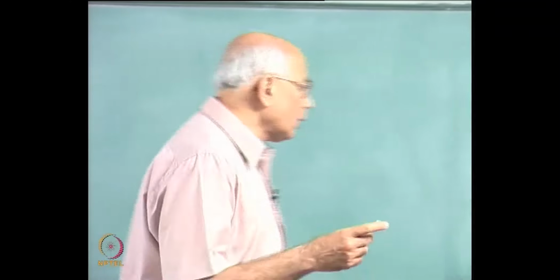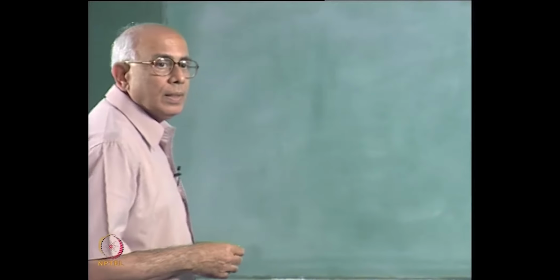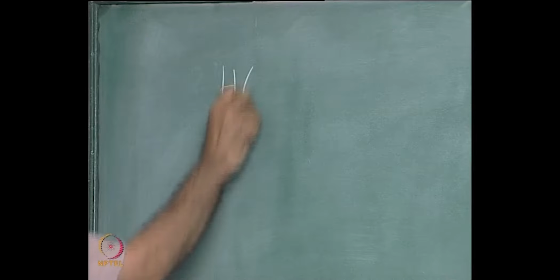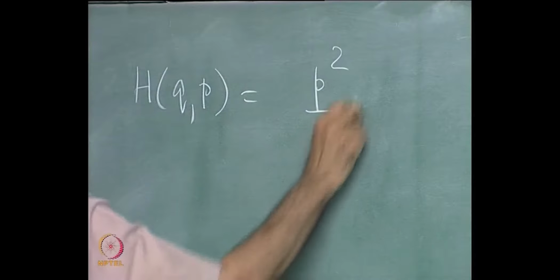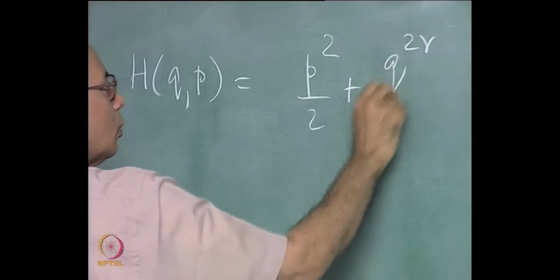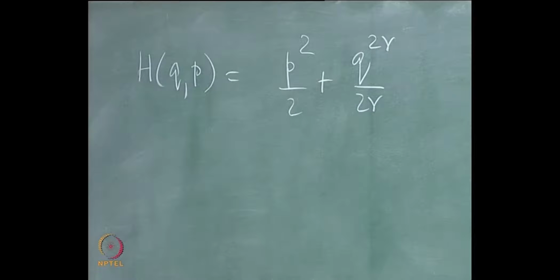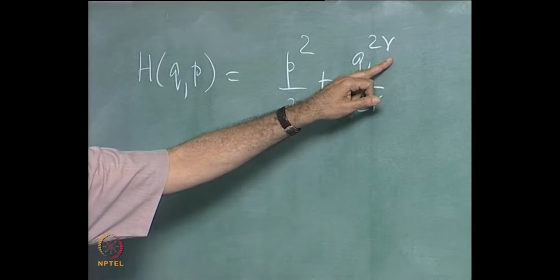I recall that we were looking at the case of one dimensional motion in a nonlinear oscillator situation where the Hamiltonian, the function of q and p, was something of the form p squared over 2 plus q to the 2r over 2r, where r is a positive integer, and the case r equal to 1 corresponded to the simple harmonic oscillator.